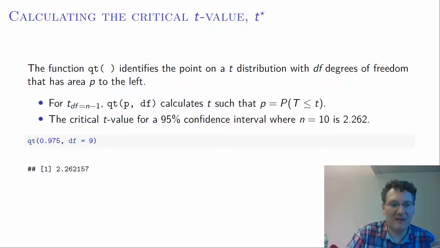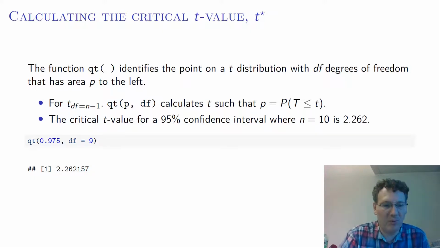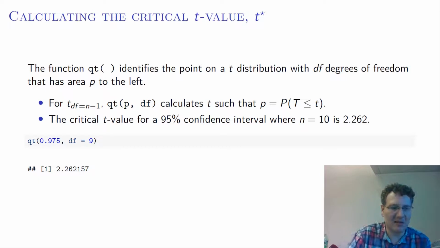Here's the code for finding that critical t-value. This is found using the t distribution. We want to find the quantile corresponding with 0.975 probability to the left. So it'd be qt, the quantile from the t distribution, 0.975, and then you have to set the degrees of freedom, df equals 9.